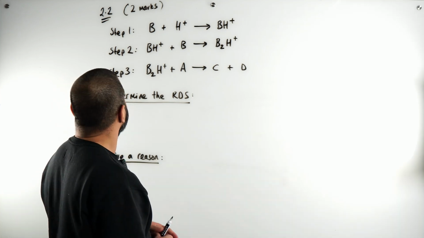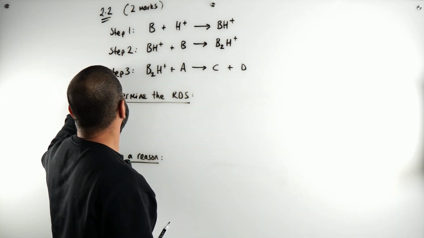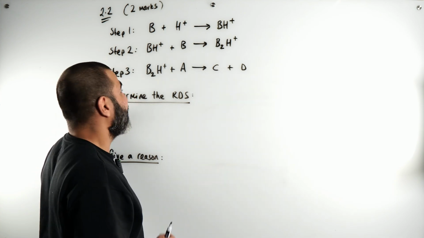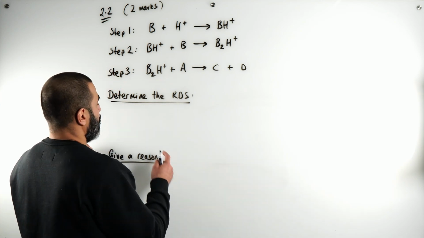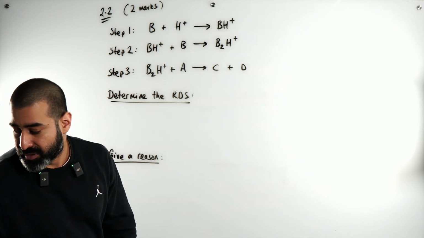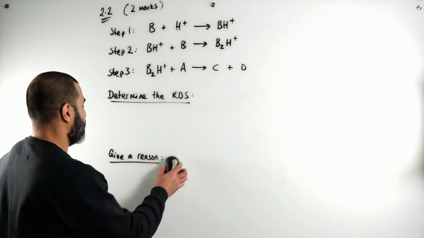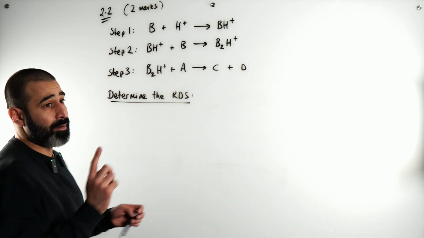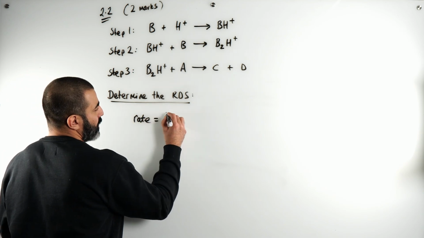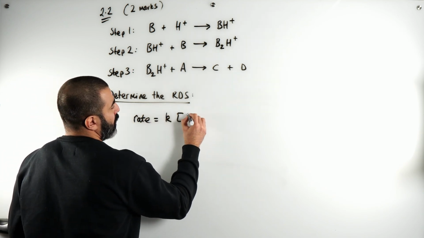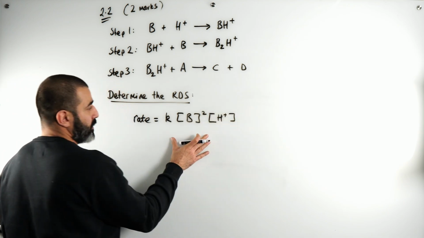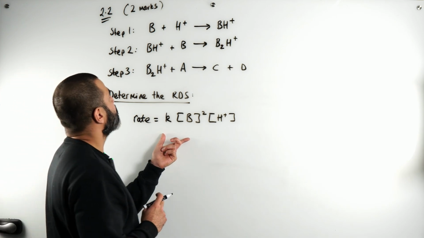Okay, let's get these 2 marks. So we're given 3 steps and we have to determine the rate determining step. Now this isn't actually as hard as it seems, okay? Before we determine the RDS and give a reason, because you're getting 1 mark for the RDS and the 2nd mark for the reason, we're going to write down our rate equation. Our rate equation was rate equals k [B] squared times the concentration of the hydrogen ions, okay? So it's always important to have the rate equation there as well.